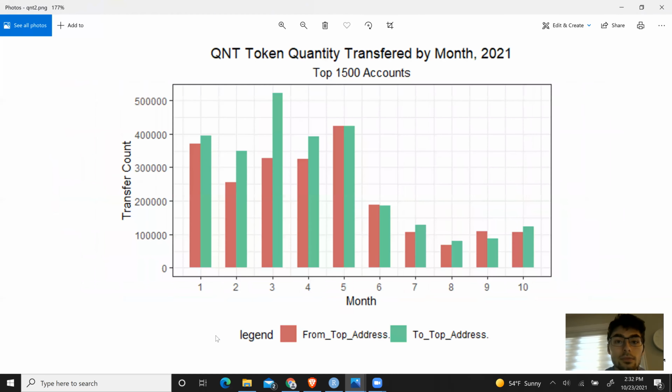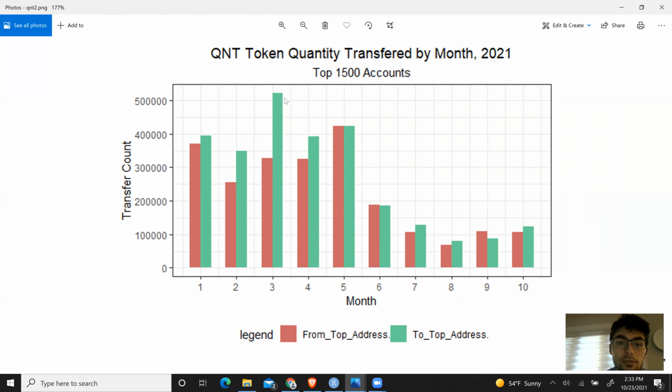Because this next graph I'm going to show you is the Quant token quantity transferred. So this is not counting the amount of transactions, but this is the amount of tokens that are flowing in or out of the top 1,500 accounts. So overall, this is pretty good. There's not many major big months except for March here. Sorry, I didn't name the months. Month 1 is January, 2 February, 3 March.